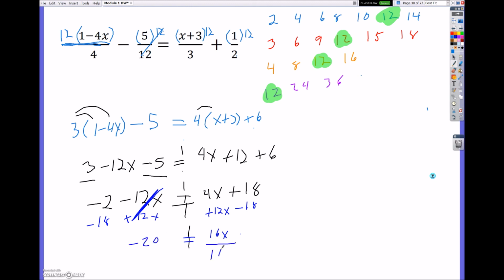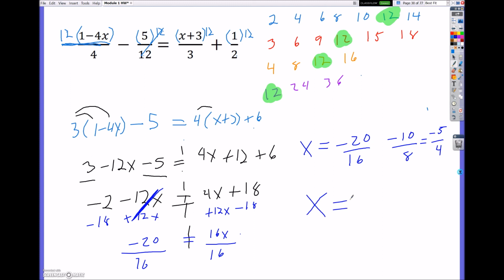And then all I'm going to do is divide both sides by 16 to get x is equal to negative 20 over 16. You want to see if you can simplify this, and we actually can. If we divide the numerator and the denominator by 2, that would give me negative 10 over 8. And then I can actually reduce it one more time if I divide by 2 again. That would be negative 5 over 4. So my answer is x is equal to negative 5 over 4. And that is your final answer.